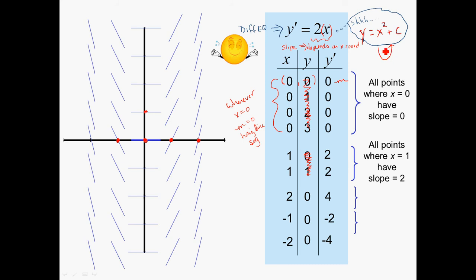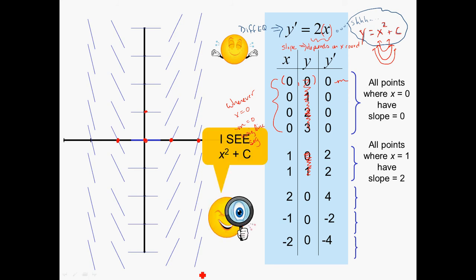This is what it really looks like, right? A whole bunch of them. Can you see this picture over here? These directional slopes guide solution drawings. I see x squared plus c. See what I did there? There's your first slope field.